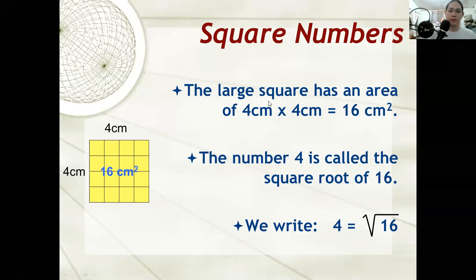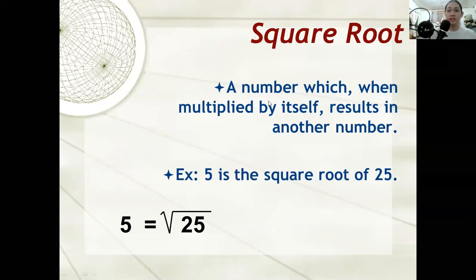Next, a square root of a number is a number which, when multiplied by itself, results in that number. For example, 5 is the square root of 25, because 25 can be written as 5 times 5.